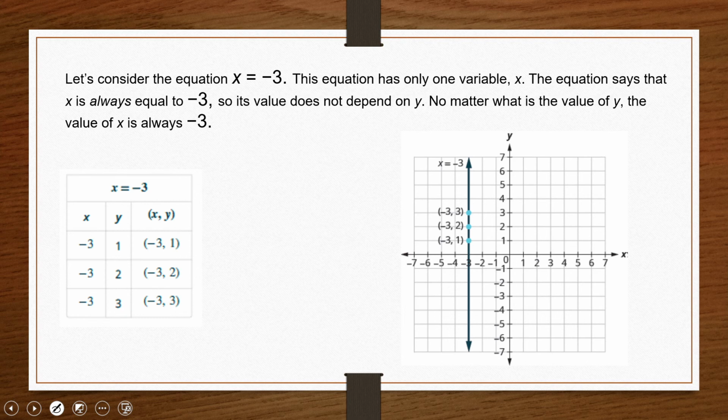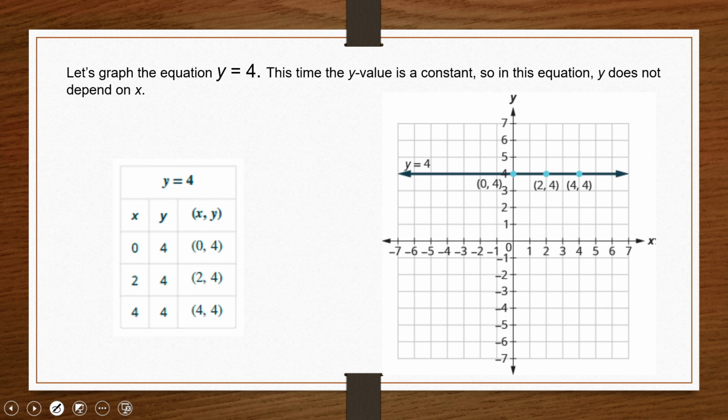Arbitrarily, for any value I choose for y, the corresponding x component has got to be constant, so -3. And if you build enough of these, you'll see that after 2 or 3 points, I can infer that the straight line is nice and vertical right where that x equals -3 value is.